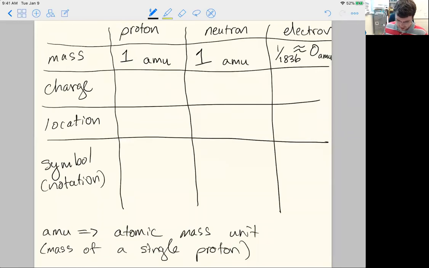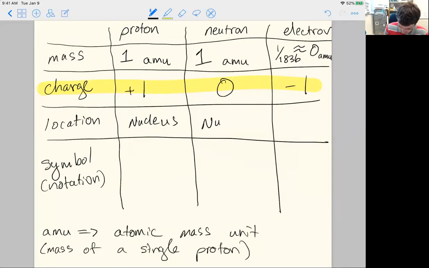So for charge, we're going to add +1 for the proton, 0 for the neutron, and -1 for the electron. All of these properties are pretty fundamental, but the charge is most important when thinking about the chemical properties of these things. So that's something we definitely want to get memorized as soon as possible. The location, I think this is interesting to include, and that is, we're going to say the nucleus is the location for the proton and the neutron. And electrons exist in what are called orbitals.